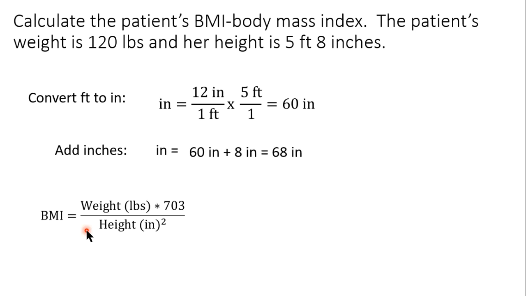And the BMI formula is the weight in pounds times 703 divided by the height in inches squared. So we just input the numbers. So the BMI for this patient equals 120 times 703 divided by 68 squared, which is 18.24. And if we round to only one decimal, we look at the second decimal. 4 is lower than 5, so we round down to 18.2.